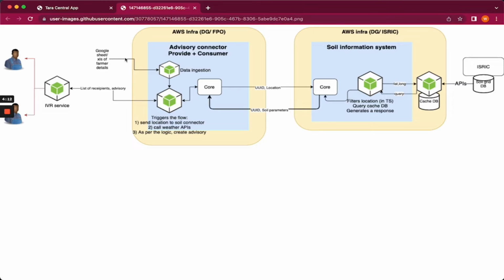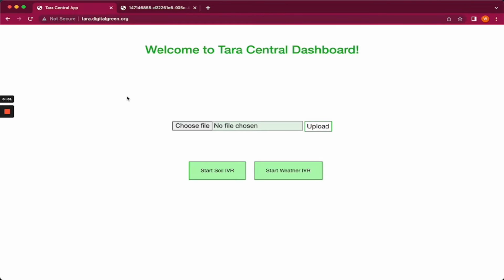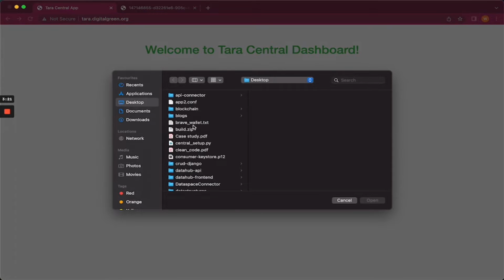So in general, a user of FPO would upload farmer details, and there is a connector configured which would send only the location details of the farmer to ISRIC and gets the response of soil parameters related to that particular location. Once the soil parameters are received, the application would trigger an IVR service which would send advisories to all farmers. Let's now look into the demo. So this is the Tara Central dashboard of an FPO. So here the user would select a file. For demonstration purpose, I would be selecting a dummy data.